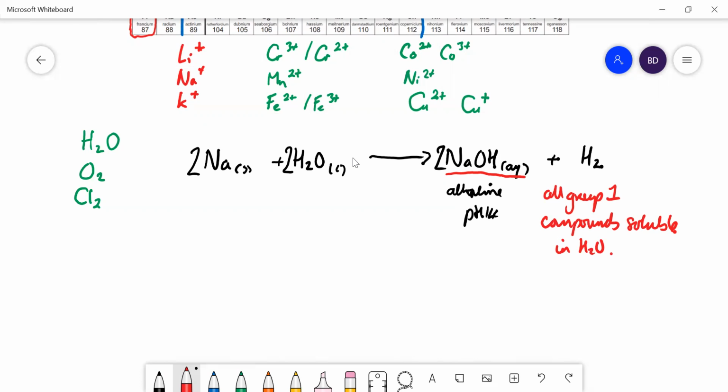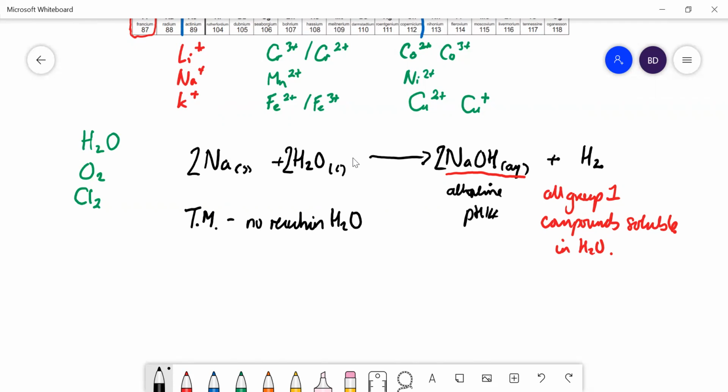All of those six metals, so chromium, manganese, iron, cobalt, nickel and copper, have no reaction with water. With cold water they will not react. You can get them to react with steam sometimes, but with cold water, no reaction. With H2O they're much less reactive.